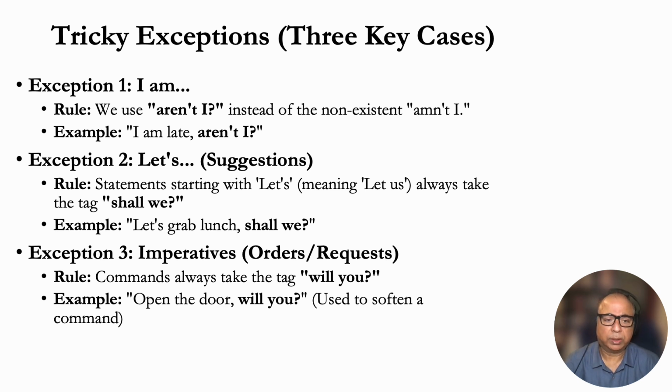Let's keep on moving. Okay, so there are some exceptions that you should know. There are 3 cases, like I am not. The tag is not am not I. People say aren't I, and it's a very rare case. I'm late, aren't I? Or sometime a person can jokingly say to you, I am brilliant, aren't I? Yeah.